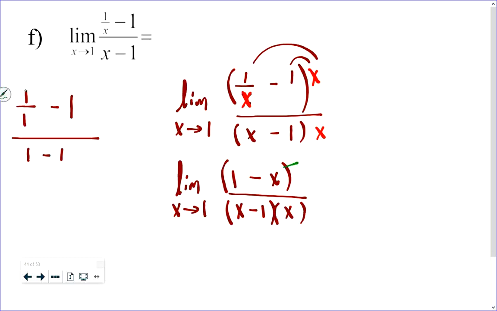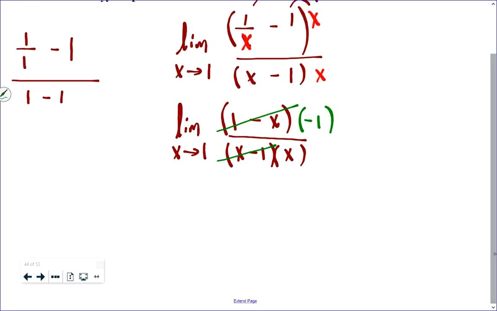1 minus x on the top and x minus 1 on the bottom are negatives of each other, so we can cancel them and put a negative somewhere, which means we're left with the limit as x approaches 1 of negative 1 over x. Well, I can go ahead and put what x is approaching in for x and get a limit of negative 1 over 1, or negative 1.